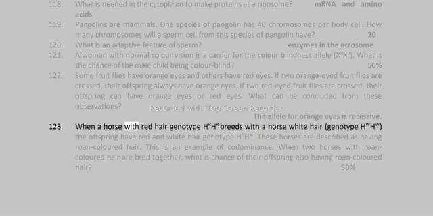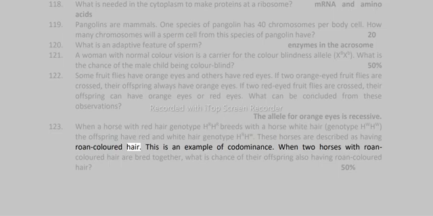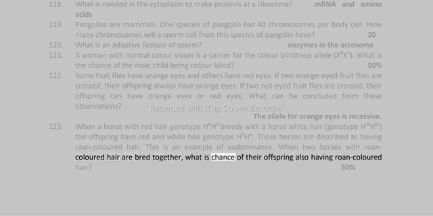123. When a horse with red hair genotype HRHR breeds with a horse with white hair genotype HWHW, the offspring have red and white hair, genotype HRHW. These horses are described as having roan-colored hair. This is an example of codominance. When two horses with roan-colored hair are bred together, what is the chance of their offspring also having roan-colored hair? 50%.